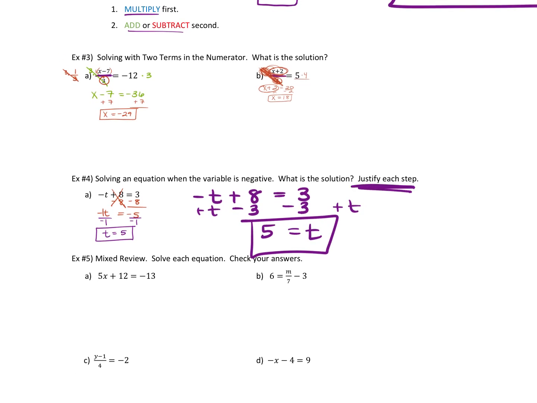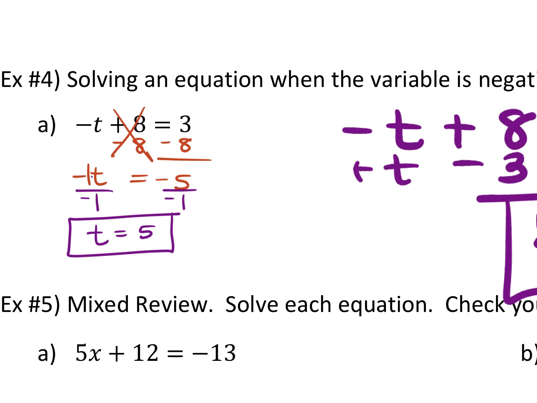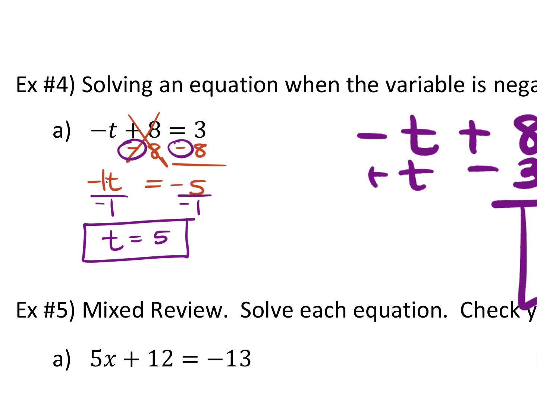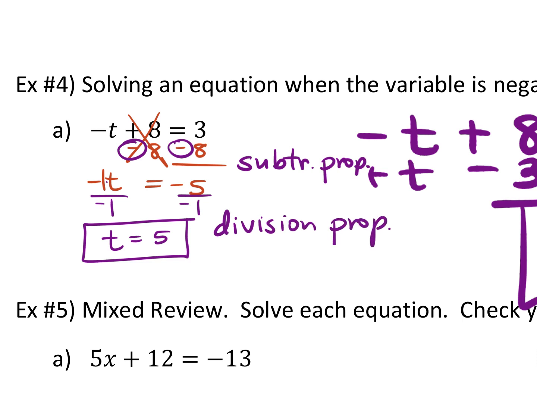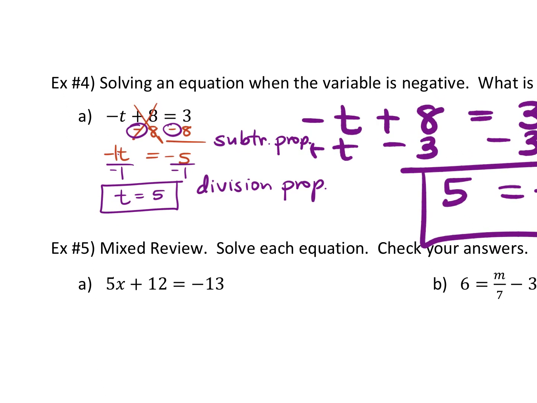When it says to justify each step, what they're looking for is which property did I use to get there. So like on this one, we use the subtraction property, right? So this would be your subtraction property. This one would be the division property because we did division to isolate our t. Okay, so when it says justify the steps, they just want to know which property did you use. I used subtraction and then I used division. I'm not sure that I'm going to be super picky on those, but that's what it means.